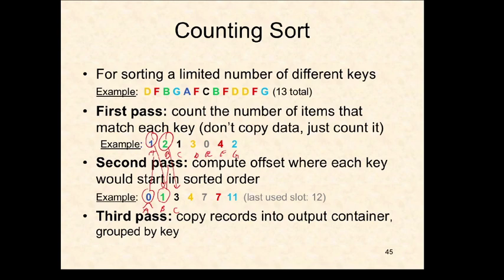And in the third pass, I'm just going to copy the records from the input to an output container, and I'm going to put them grouped together by their keys because I know there's only 7 keys.